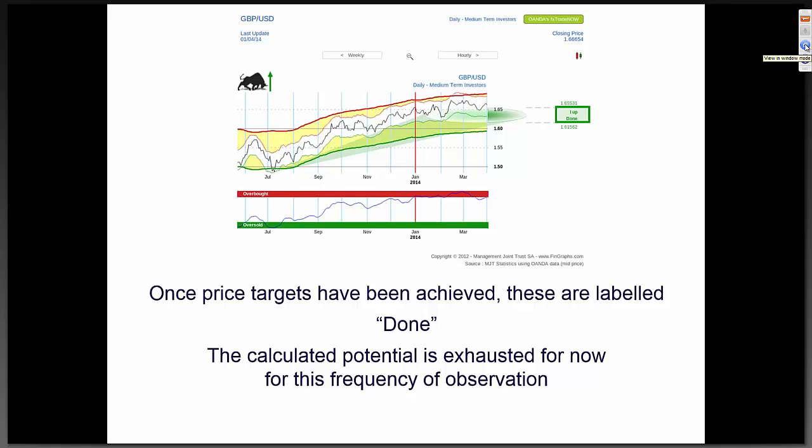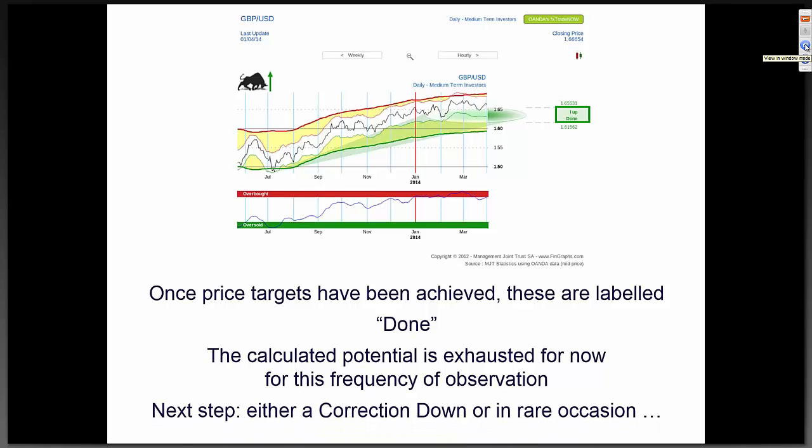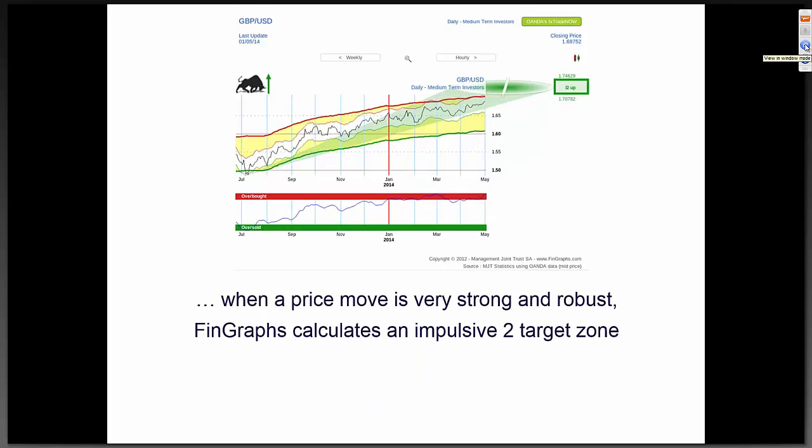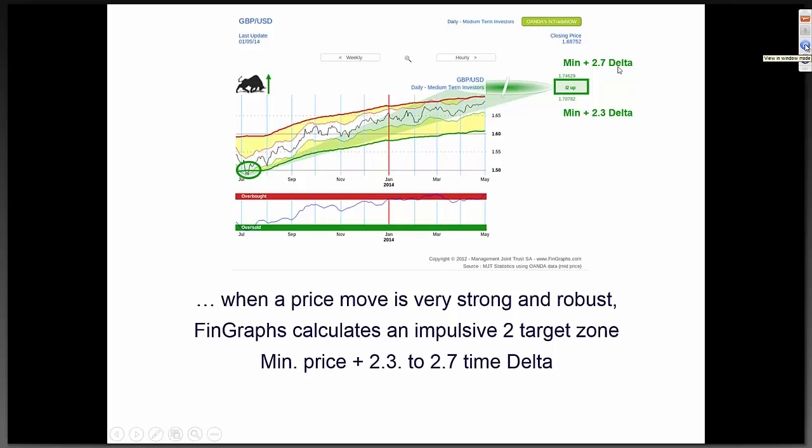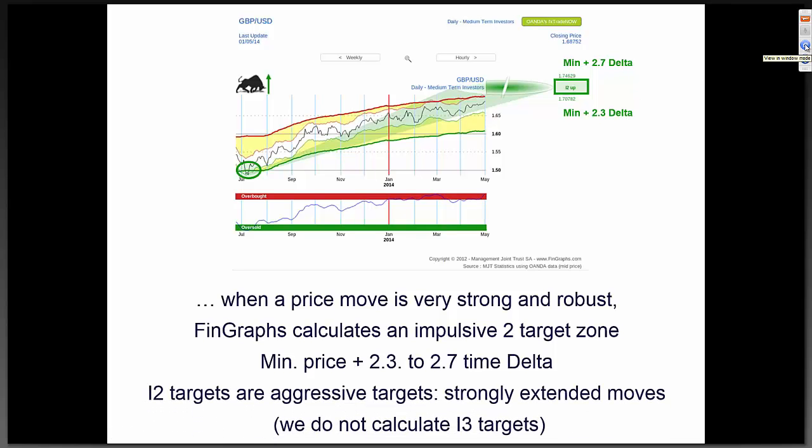So here the daily on cable, early 2014. The next step is either a correction down, or in rare occasions, when a price move is very strong and robust, FinGraph calculates an impulsive 2 target zone. So these are very aggressive tentative targets, and they are minimum price plus 2.3 to 2.7 times delta. I2 targets are very aggressive. They're strongly extended moves, and they're the maximum targets that we will calculate. We do not calculate I3 targets.